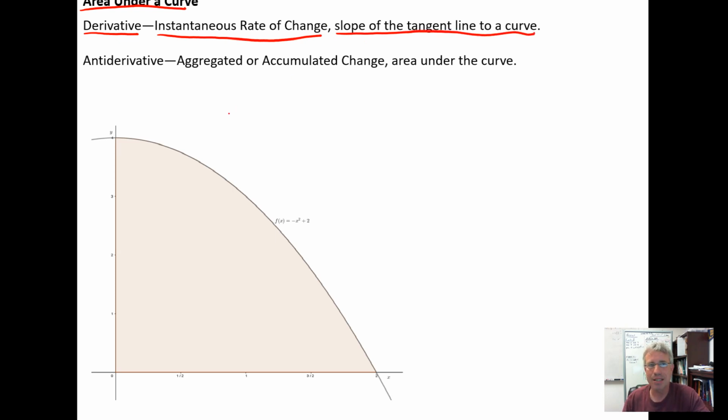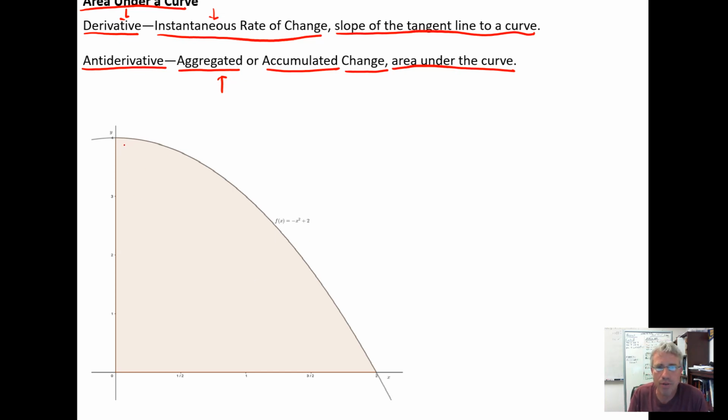And what we're going to discover as we flesh out our theory of antiderivatives is that antiderivatives can be used to aggregate or accumulate, add up change, and that the aggregated or accumulated change is represented by the area under the curve. So we have derivatives giving us instantaneous rate of change, and antiderivatives will wind up being a tool to give us aggregated or added up change, and that change is going to be the area under a curve.